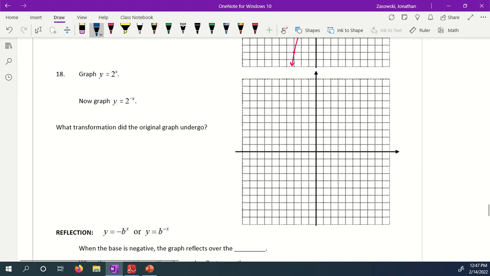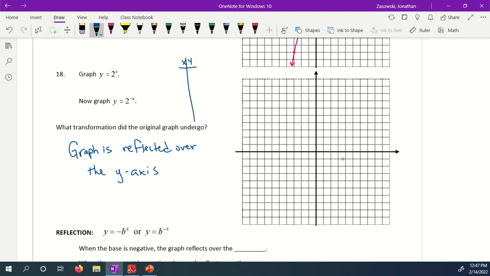So what's happening here? We're making the x negative. So the transformation should be that the graph is reflected over the y-axis. And we can kind of make a table for the first one.